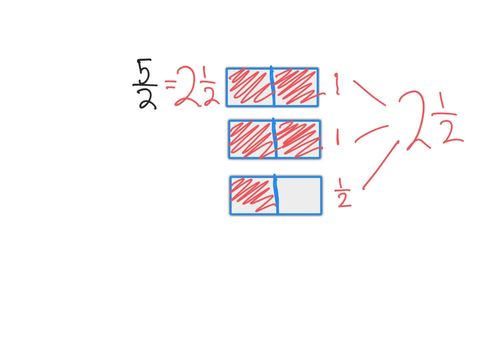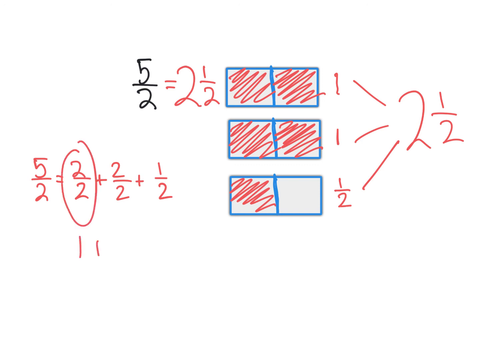Now, if I wanted to do this with fractions and decomposing rather than drawing it out here, I could do that as well. So I'm going to write 5/2. And that's going to be equal to 2/2 plus 2/2 plus 1/2. And that makes 1 whole, 1 whole, and 1/2. So 2 and a half.